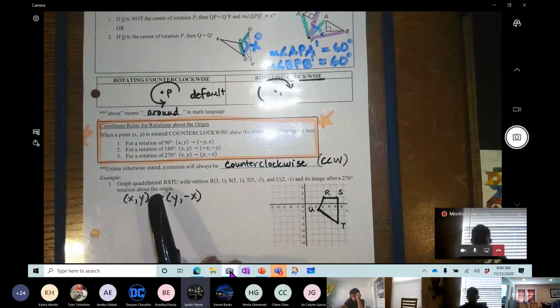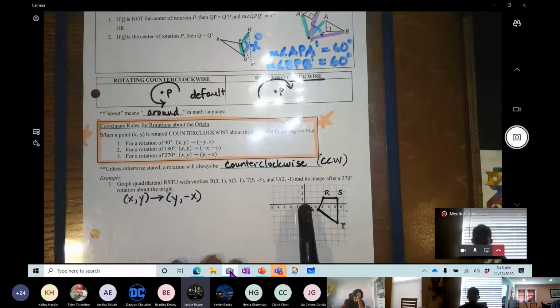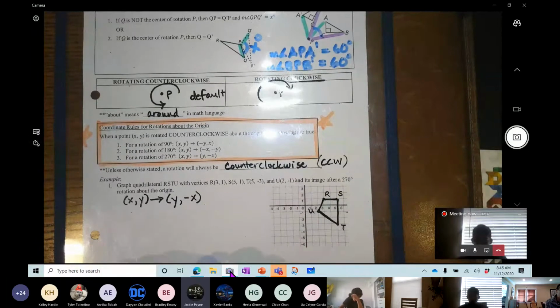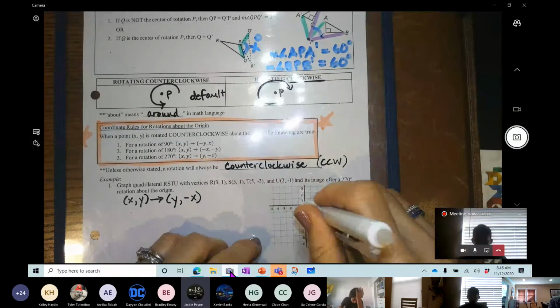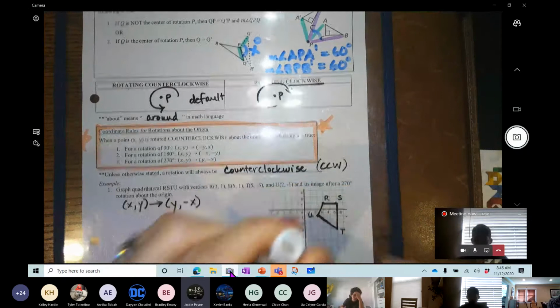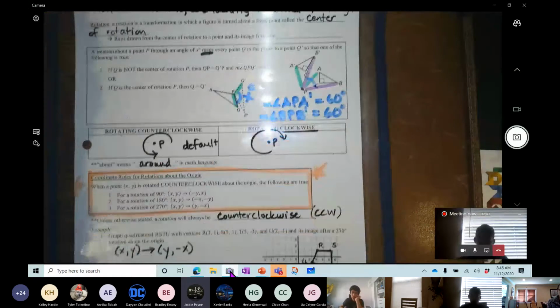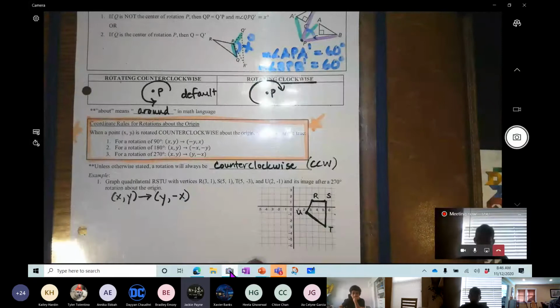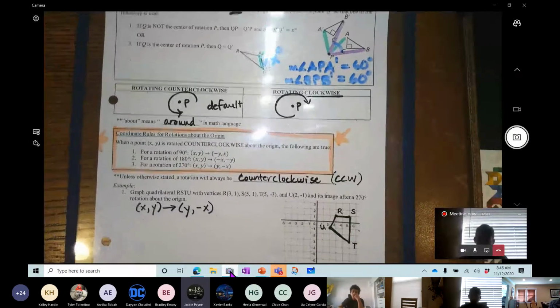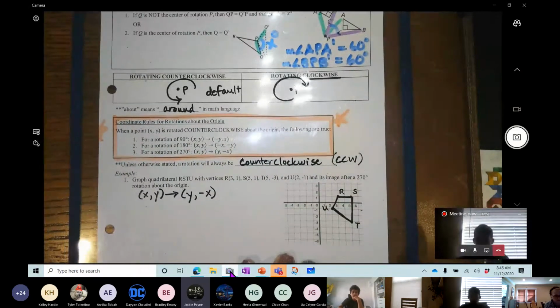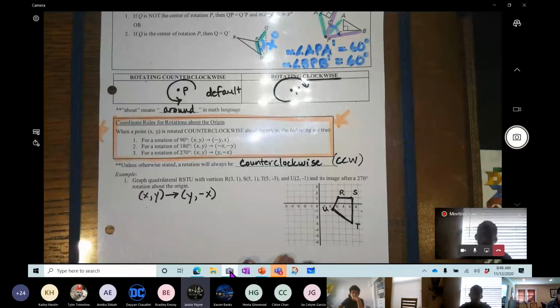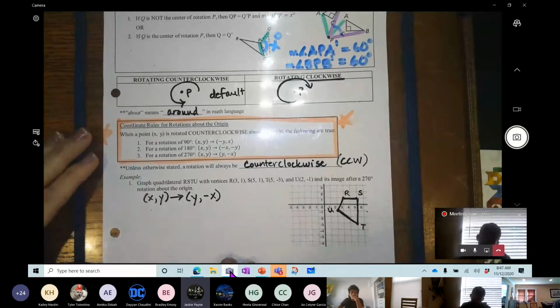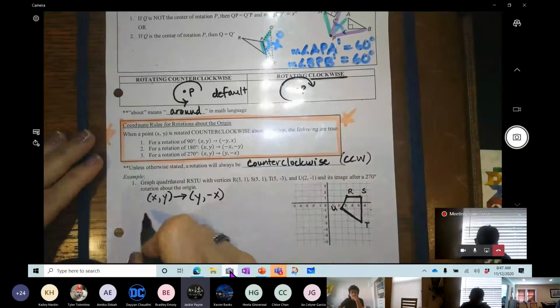And it says about the origin, so this is my pivot point. And like I said, if we were in class, I would have you hold your pencil here and trace it on a piece of paper and then actually move the paper 270 degrees around, because that does help some people. So if you'd like to try to figure it out that way, you can too. But here's how I do it.